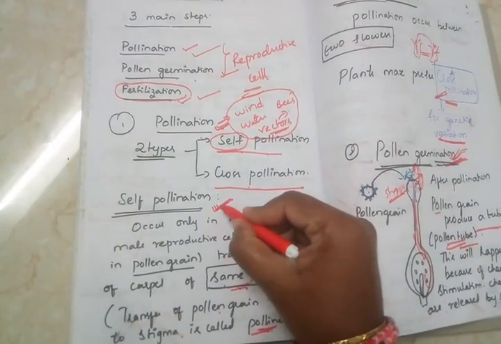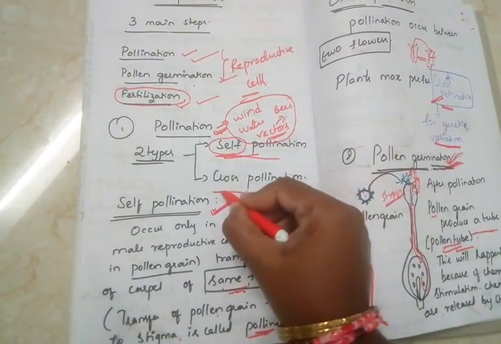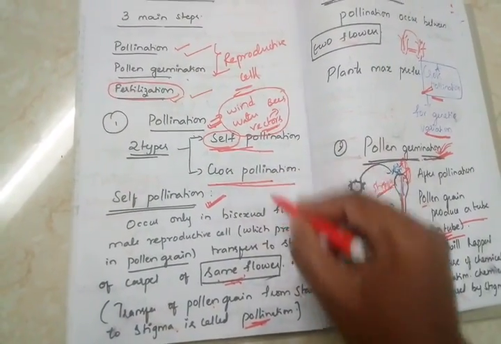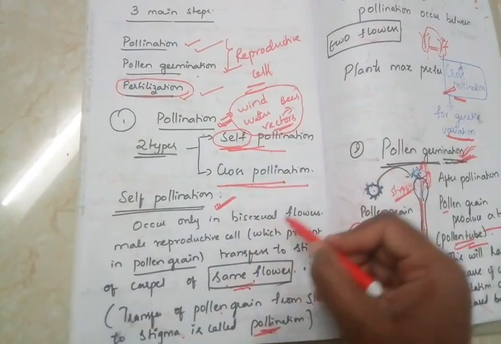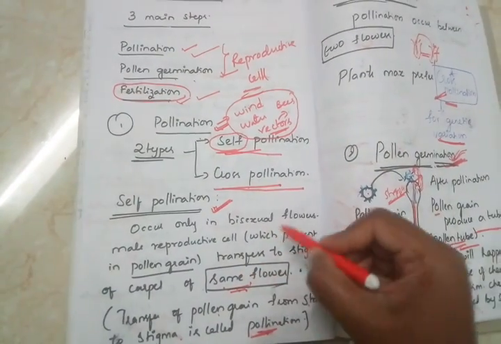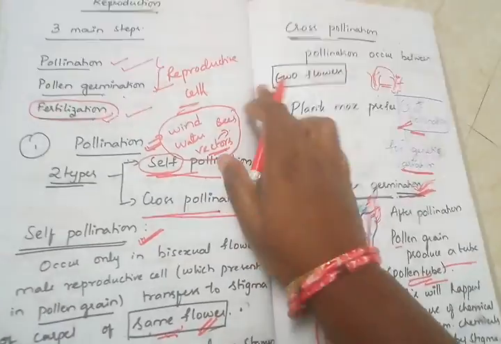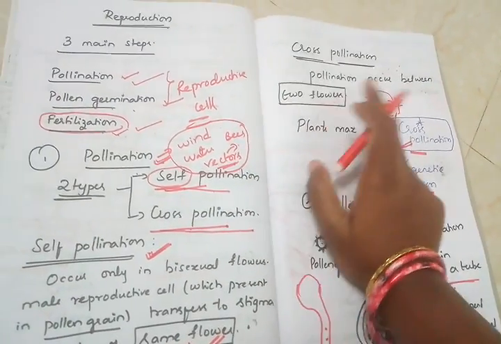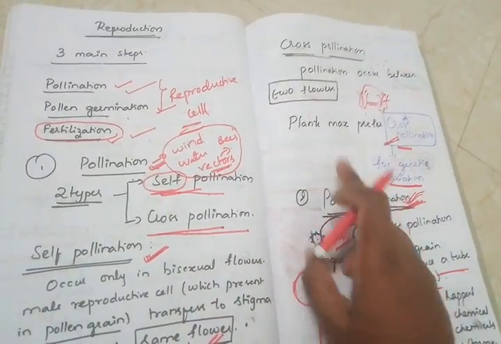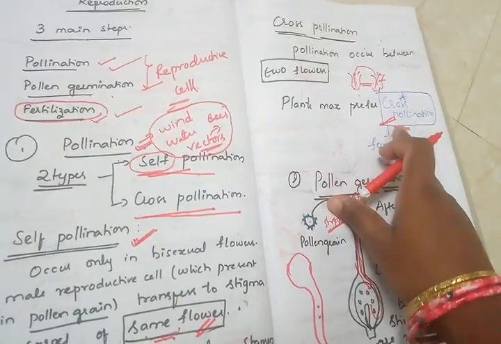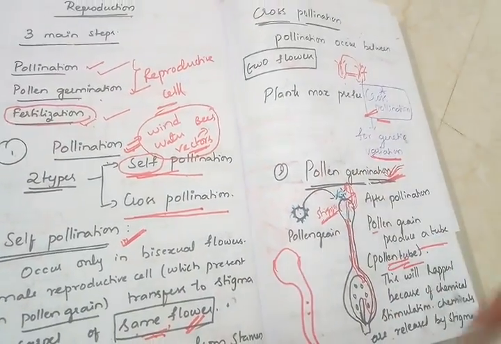Okay, in the pollination there are two types: self-pollination and cross-pollination. If the transfer occurs within the same flower, it is called self-pollination. If it occurs between two flowers, that is called cross-pollination. But generally plants prefer what? Cross-pollination for the betterment of the next generation.